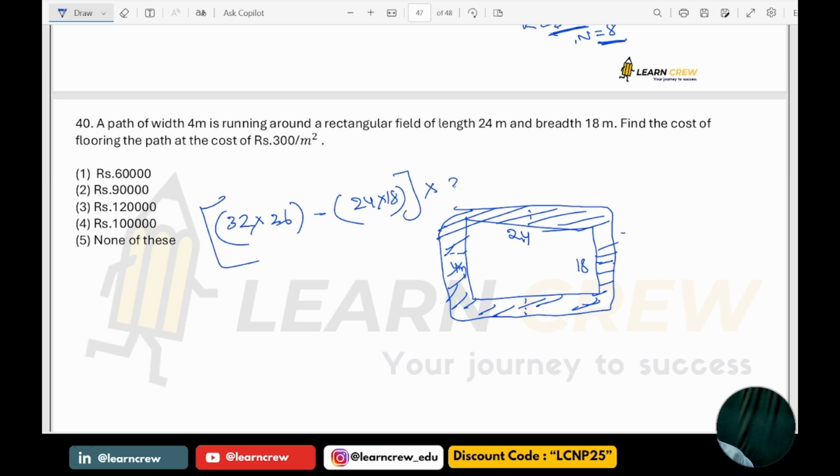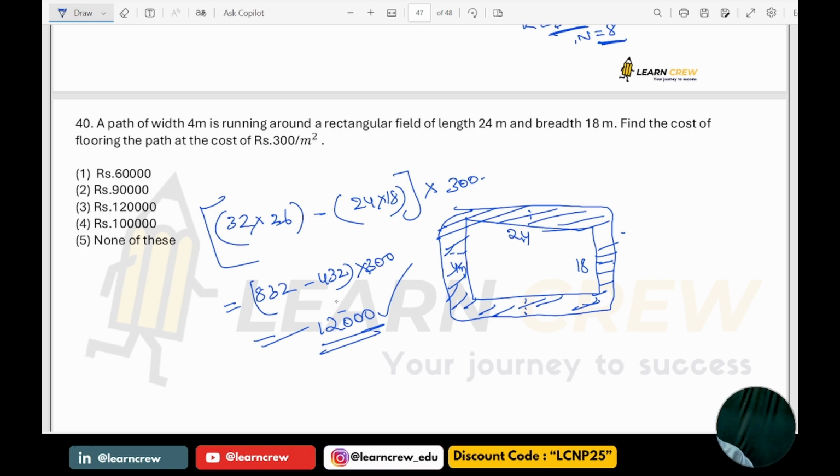At the rate of 300. So how much are you going to get? 32 into 26 is 832. 24 into 18 is 432, at the rate of 300. So 400 into 300, which is 12,000. 12,000 rupees. So the answer is 400 into 300, which is 4 3s are 12. So it is 12,000.